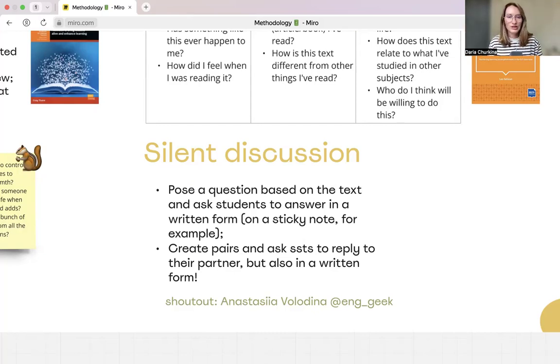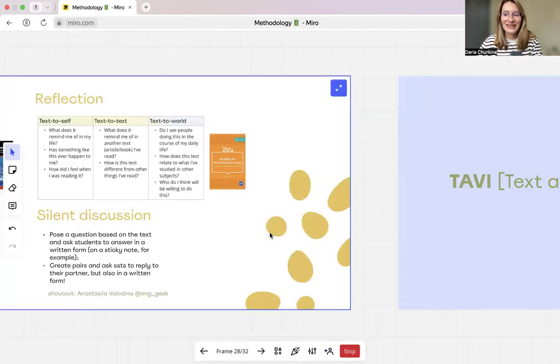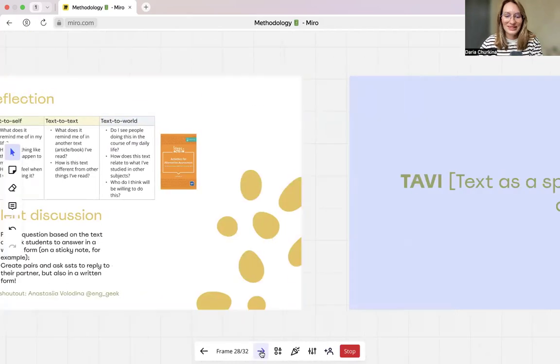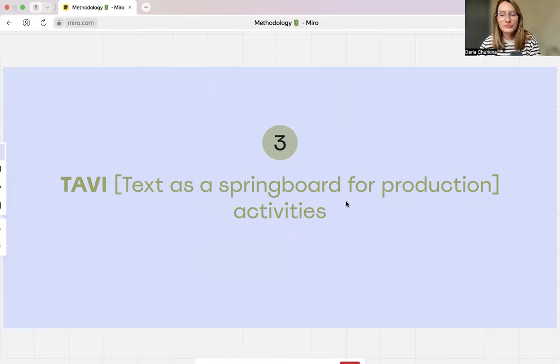And I would probably imagine this being used in an offline classroom. I think it should be rather effective in the offline classroom as well. I will give it a go and let you know. Okay, and now this is it as for text as a vehicle.